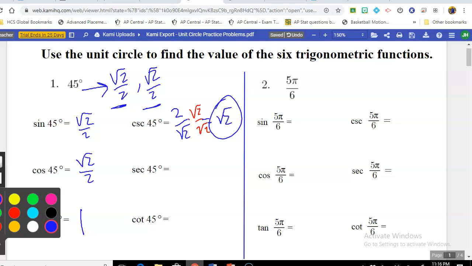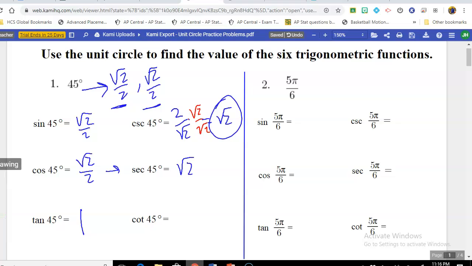You can play with that and work it out, but that's what you're going to get there. Obviously, when we do this with the cosine, we're going to get the same thing, square root of 2. And when we flip over a value of 1, we're also going to get 1 for our cotangent of 45 degrees. So those are our 6 trig functions for a 45-degree angle.